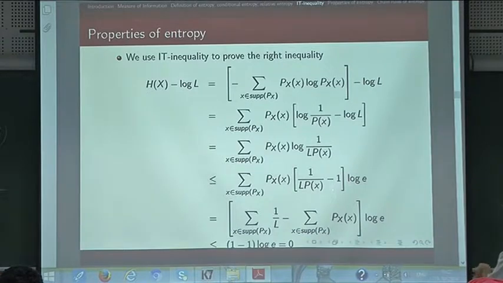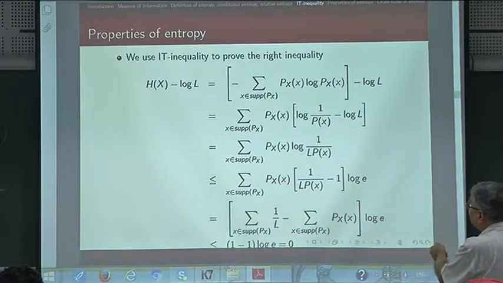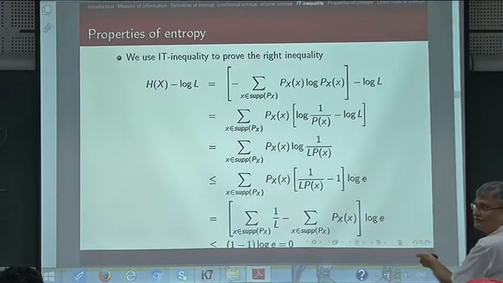r minus 1. What is r? This is r, 1 upon Lpx. This is 1 upon Lpx minus 1 into log of E. Okay. So because log L is being multiplied by summation over Pxx, what is the summation of Pxx? 1. So I can take it inside. It does not change anything.